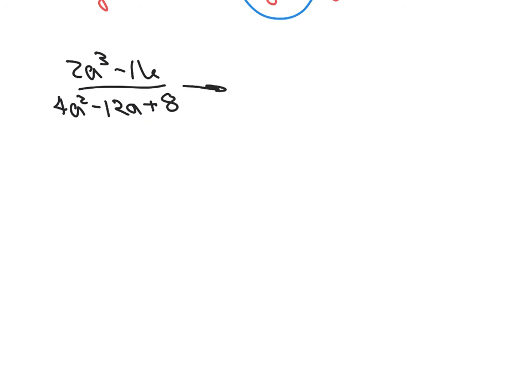Okay, let's keep cruising along here and look at example number 3. 2a cubed minus 16 over 4a squared minus 12a plus 8. 2a cubed minus 16, we can factor out the 2. And on the bottom, we can factor out the 4.